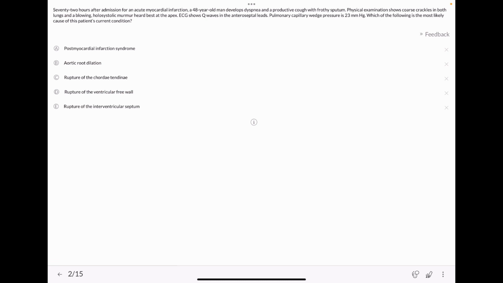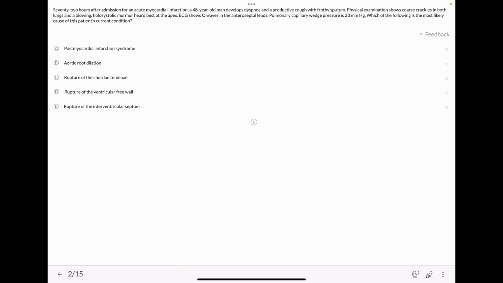So we have a patient with increased left atrial pressure, most likely due to left ventricular failure, right? I haven't read the vignette yet, but let's check the answer choices. Is it post-myocardial infarction syndrome, or is it aortic root dilation, which may cause aortic regurgitation? Is it rupture of the chordae tendineae, which can lead to acute mitral regurgitation or tricuspid?